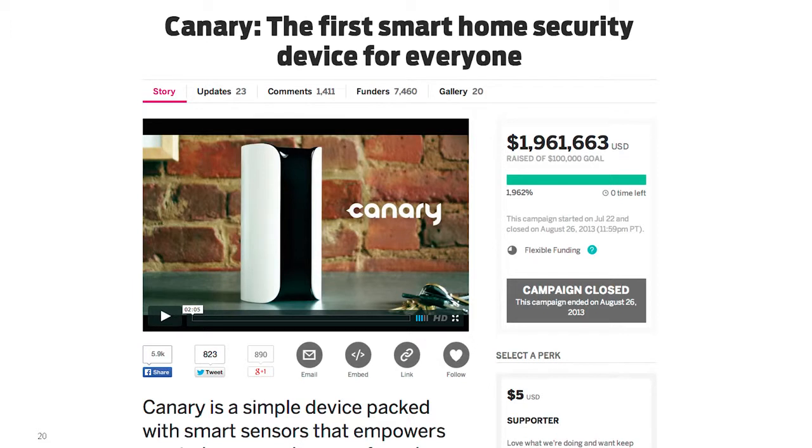First, the title is really clear, says exactly what it is, but it is also repeated right below. If we go down and see what is Canary, simple device, smart sensors, it's clear. It might not be that exciting, but it's really straightforward. I really quickly understand what it is. And right now, you may have read as much as a typical contributor is going to read. Pop in, one scroll down.